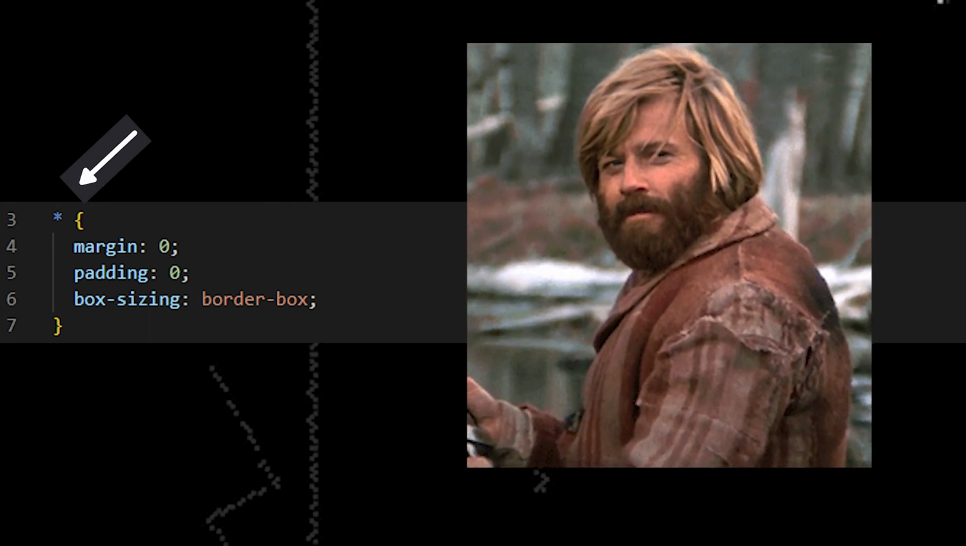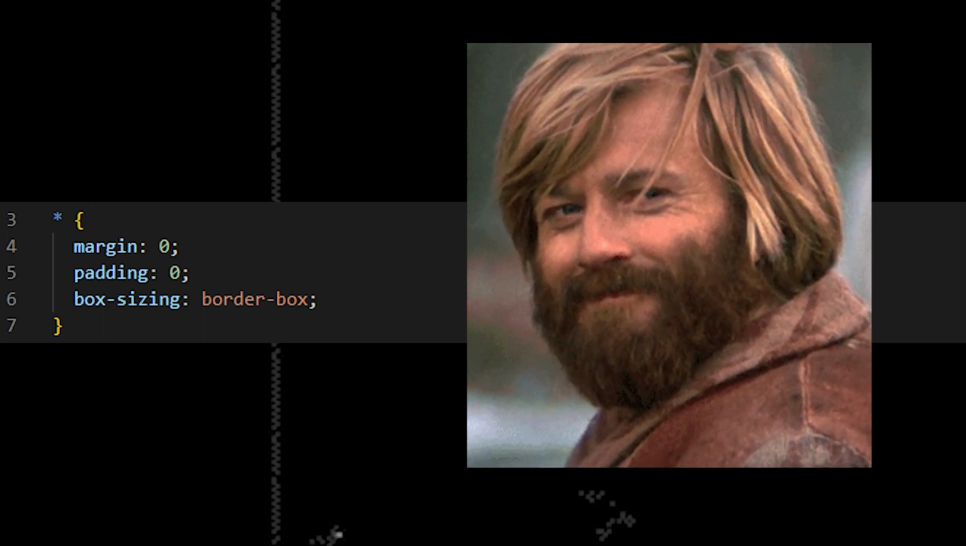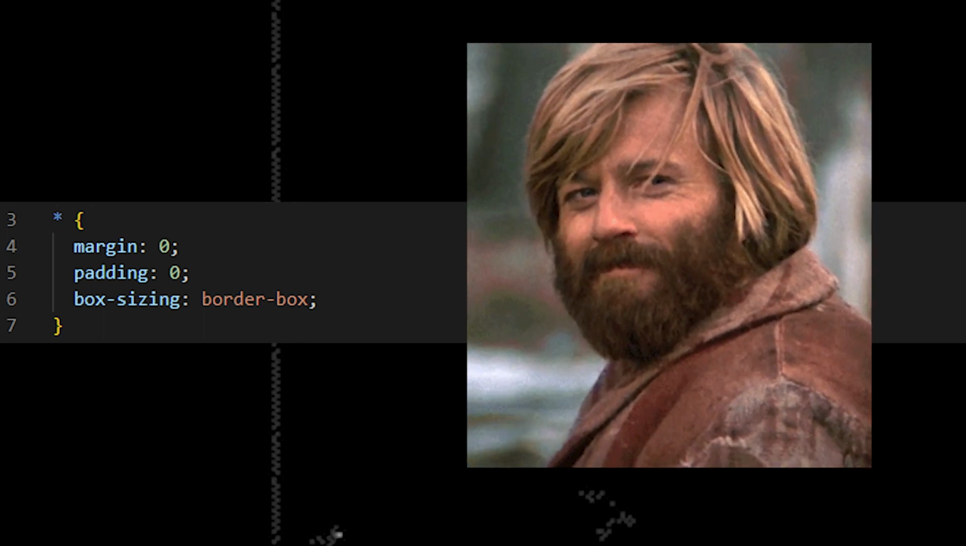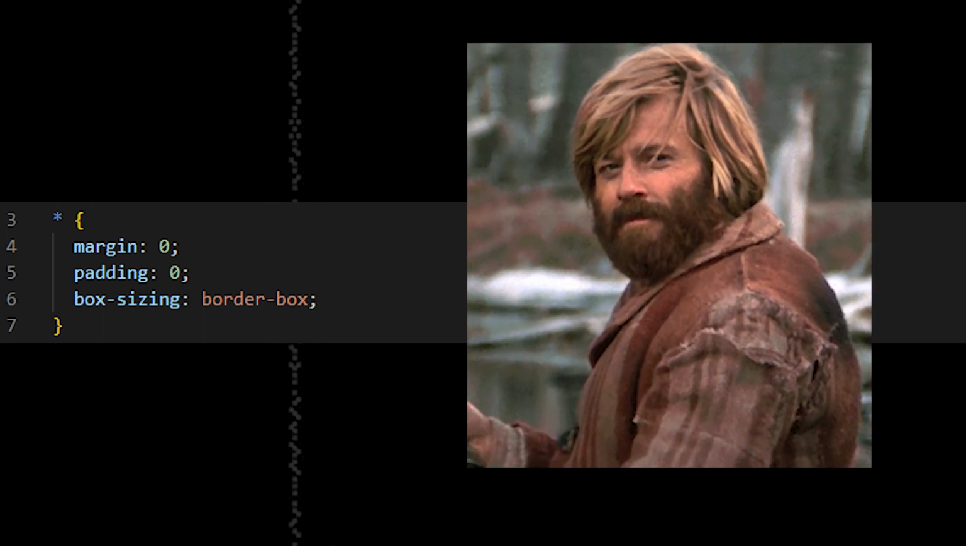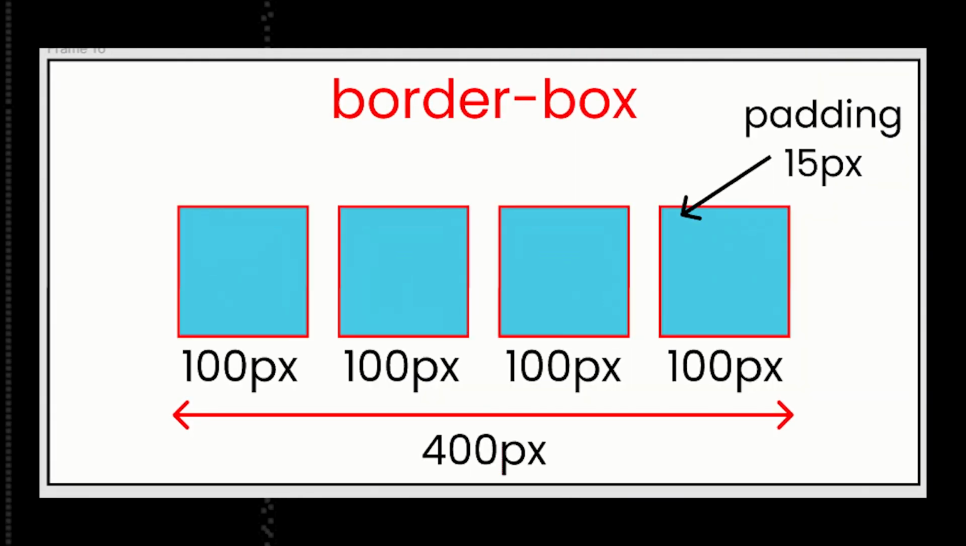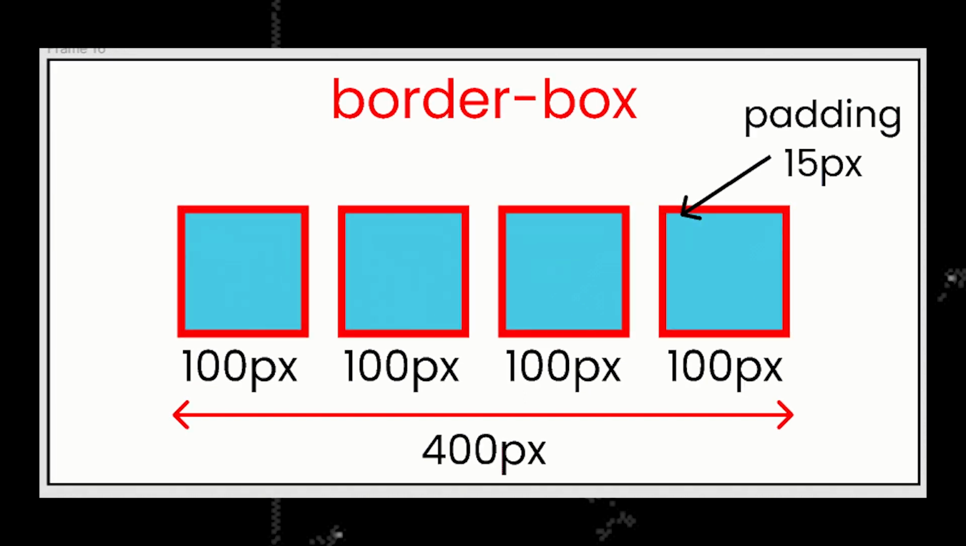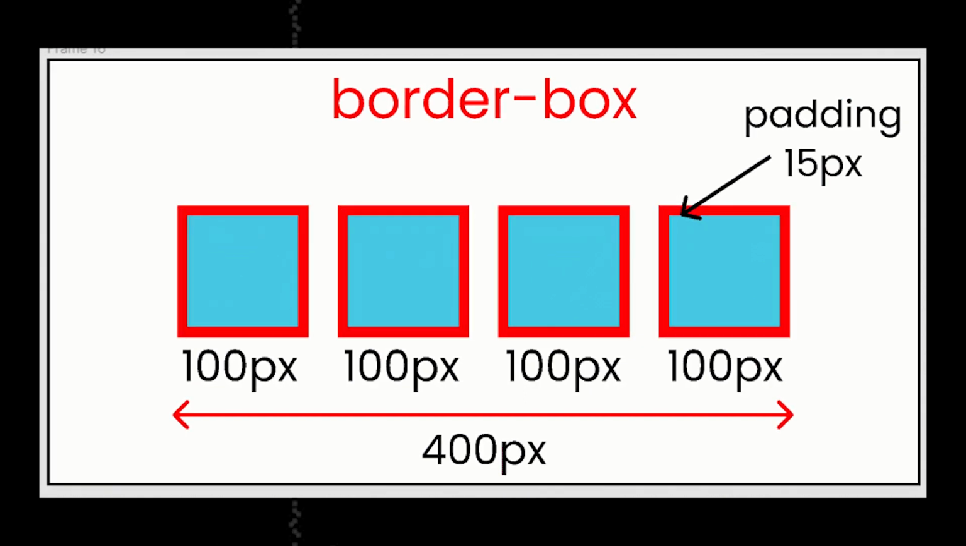By using the universal selector with these properties, you can easily reset the default styling of all elements on the page, which can help to create a consistent visual style across the entire website or application. More on the box sizing, border box property. The box sizing, border box property changes how an element's width and height are calculated.